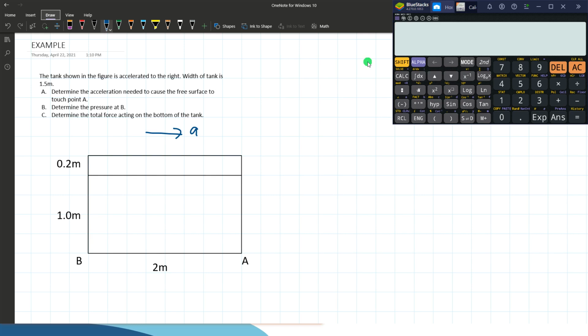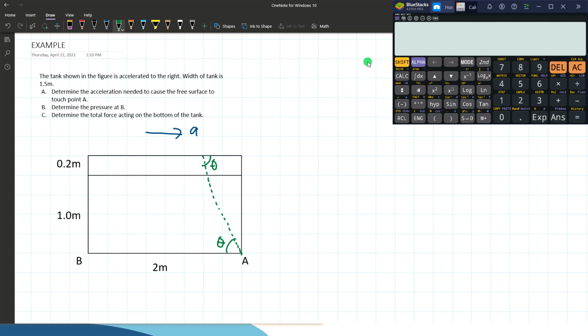It is required here that as it moves at a constant acceleration A, the free water surface will touch point A. So if this is your initial position of the liquid surface, it will end up touching point A. Okay, so that's the value of theta. This is theta, this is theta.